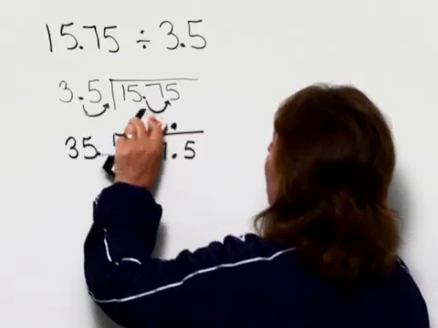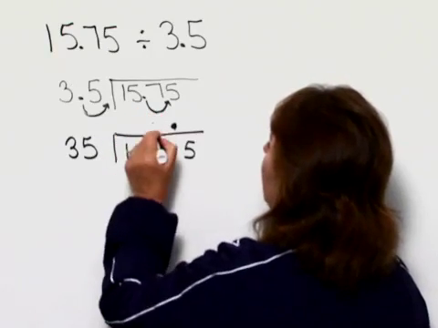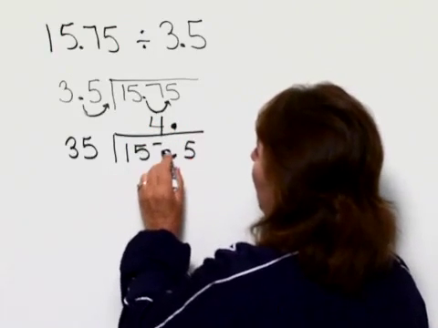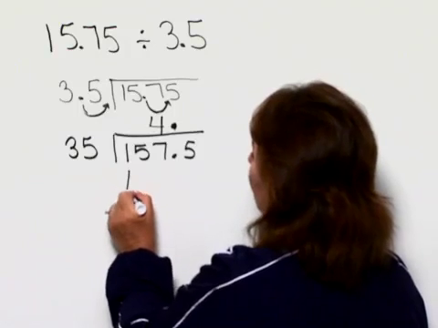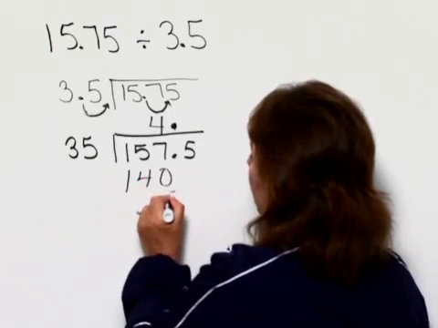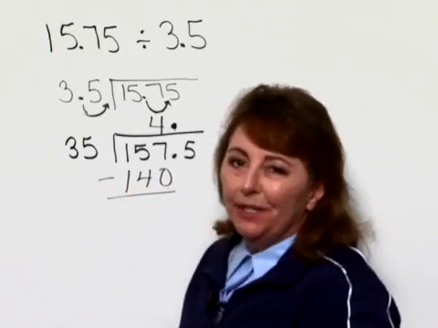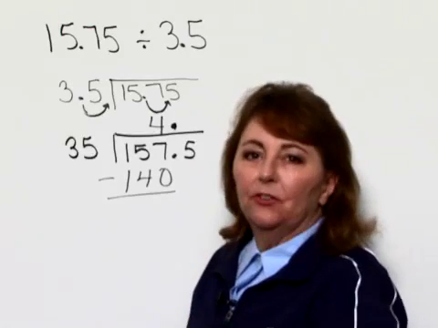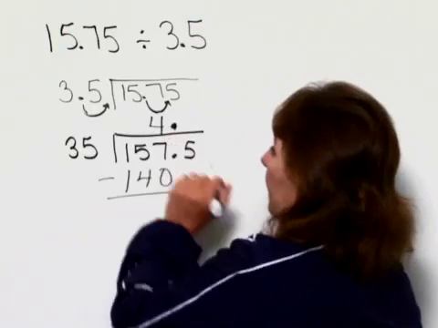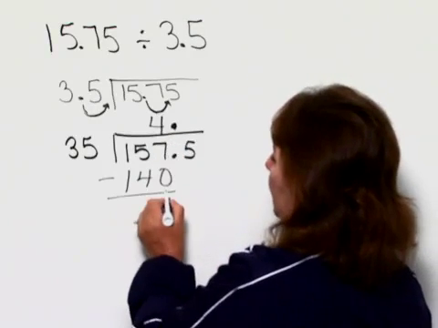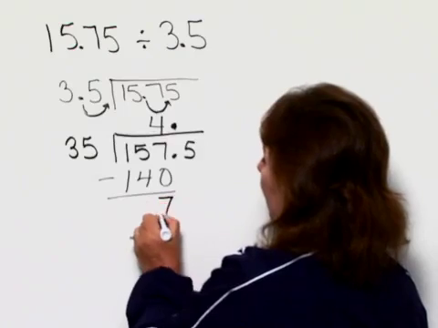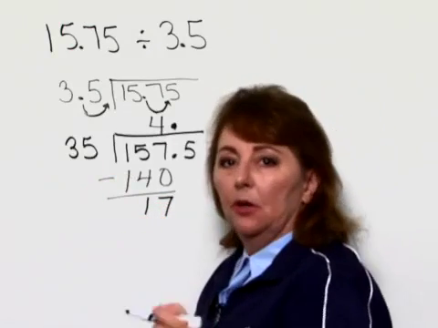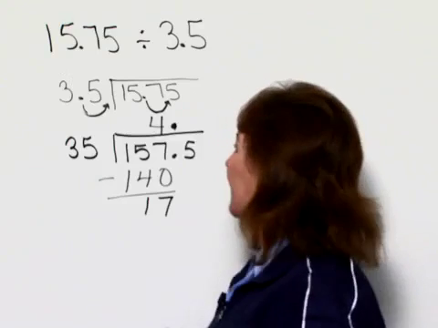So we take the 5 and we make it a 4. Now let's try 4. 4 times 35 is 140. 140 is less than 157. So at this point, we can guess that our answer in the quotient is correct, but we won't know that till we subtract. So we subtract, we get a 7 and a 1. Since this number is less than the divisor, 4 is the correct number for the quotient.